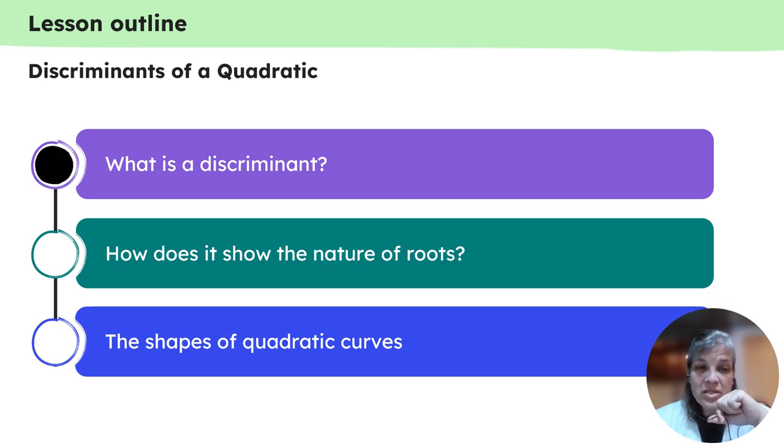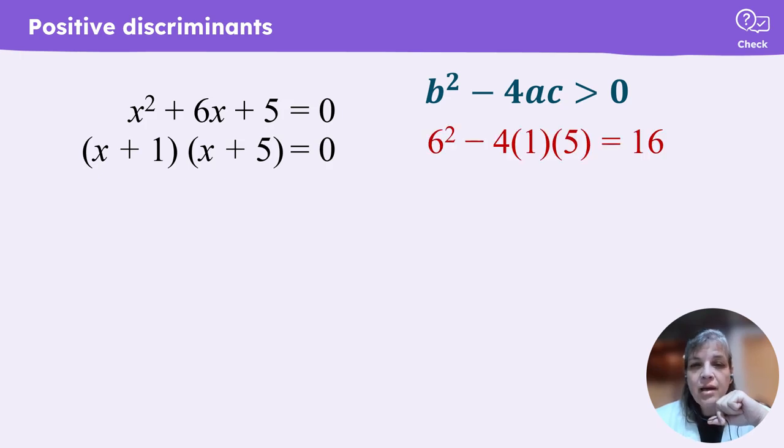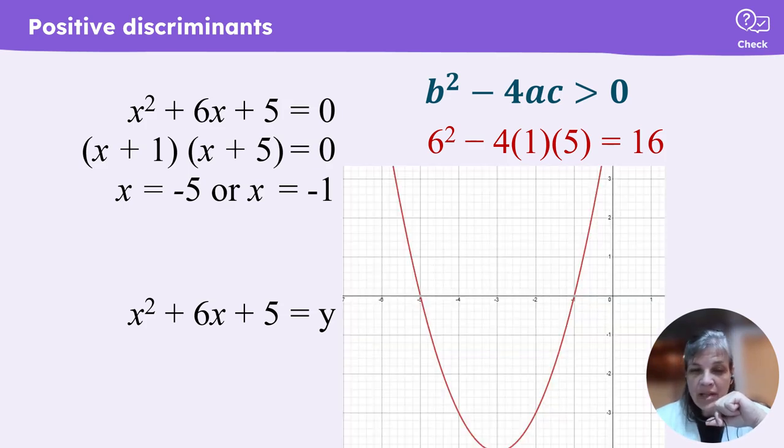Okay, so we've talked about what a discriminant is and how it shows the nature of the roots, and the shapes of quadratic curves is what we have to think about yet. If you have a positive discriminant and you have two answers, we said x could be -5 or x could be -1. What does this mean as far as the graph? If we had that same equation equal to y and we graphed it, it would look something like this.